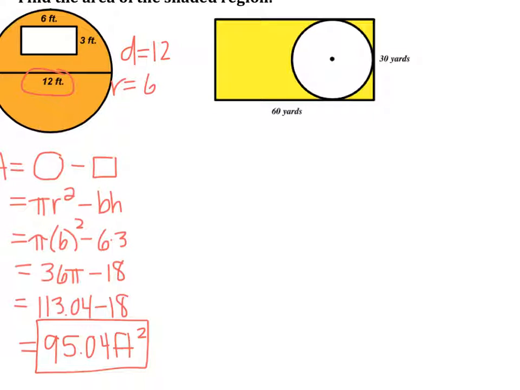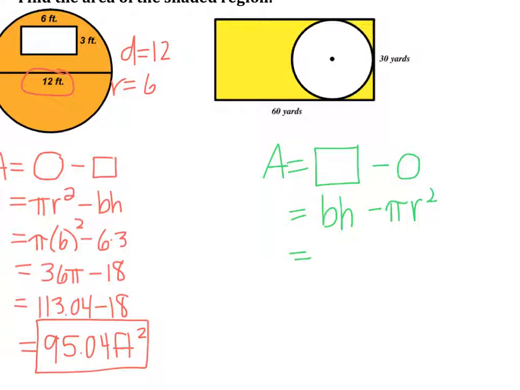My outside piece, if I'm determining just the shaded region, is going to be a rectangle, and then the blank one was the circle in this case. My rectangle, my formula is base times height. I'm going to go a little quicker because you should be very good at this by now. And then the area of a circle, pi r squared. The base times height of the rectangle is 60 by 30. That's easy. Now the circle we have to do a little bit more thinking about.